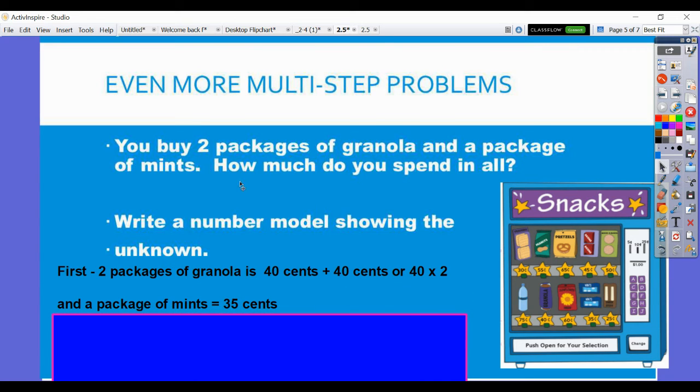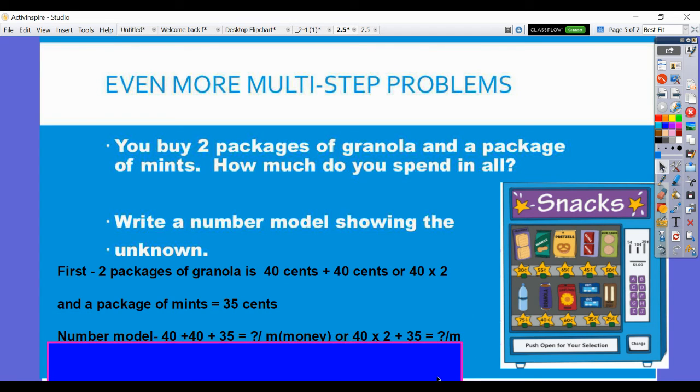And then I'm also going to add in a package of mints. So I would do 40 times 2 and a package of mints, which is 35 cents. And that would make the number model look like this. 40 plus 40 plus 35 equals question mark or M for money. Or again, you could do C for cents, or 40 times 2 plus 35 equals M for money or cents or question mark. But we are trying to practice writing that unknown.